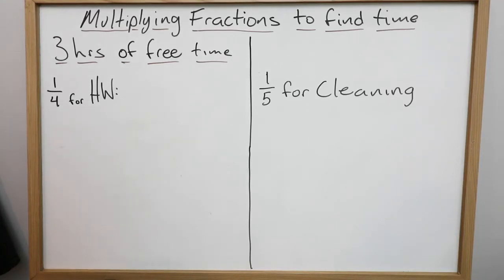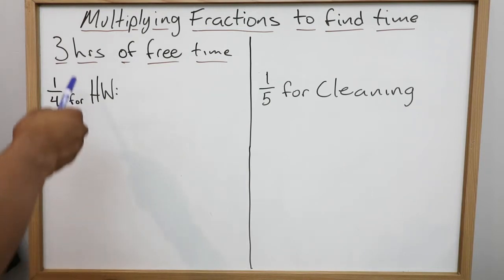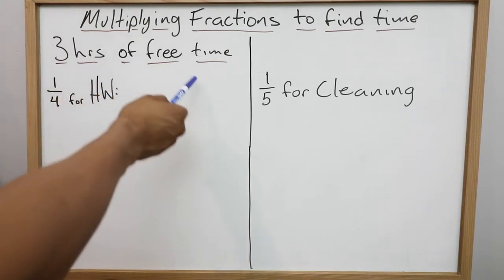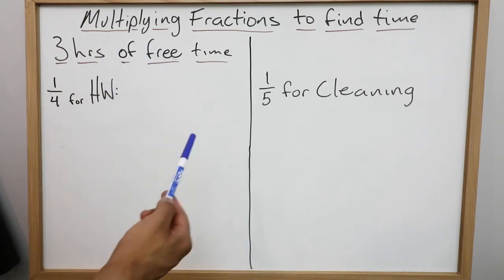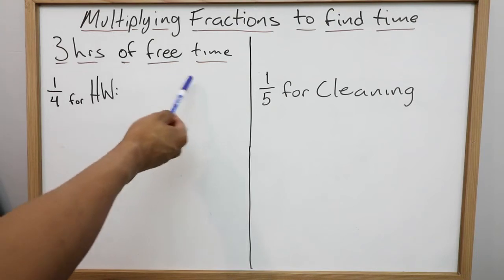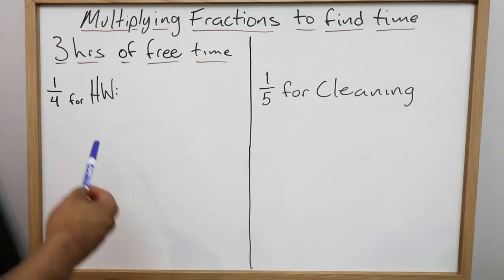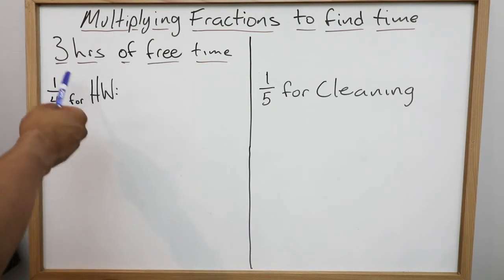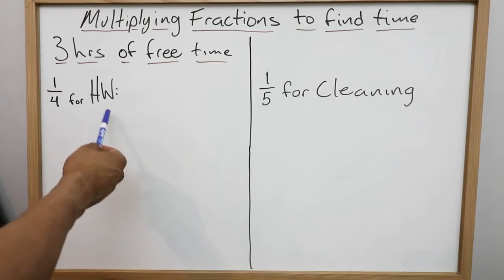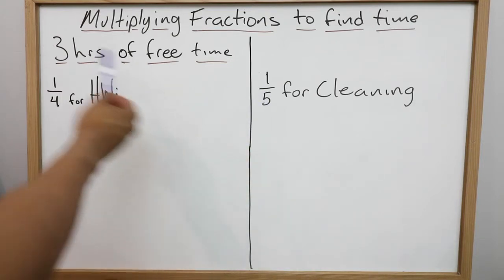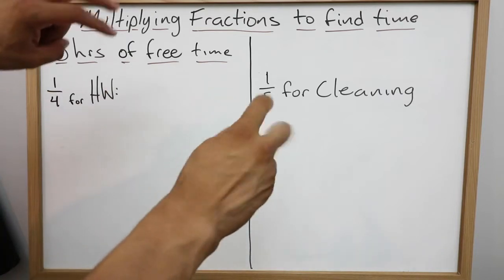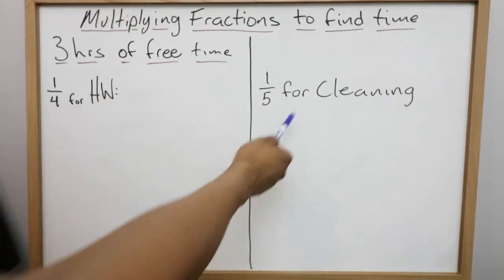Hello. Today we're going to be multiplying fractions to find time. So what we're going to do is we will convert these 3 hours of free time. Okay, so the problem involves your free time. So we're going to assume that you have 3 hours of free time a day and you spend 1/4 of those 3 hours for homework. You spend that time doing homework. And then 1/5 of those 3 hours of free time doing cleaning.